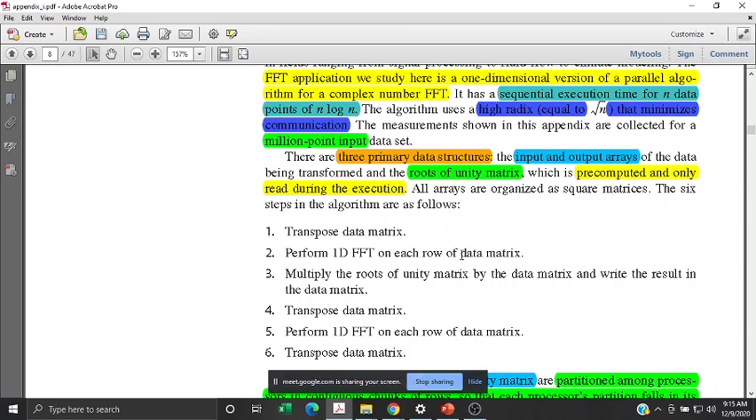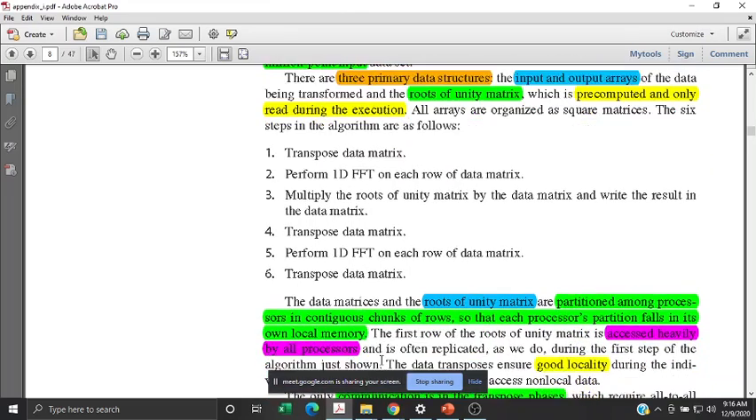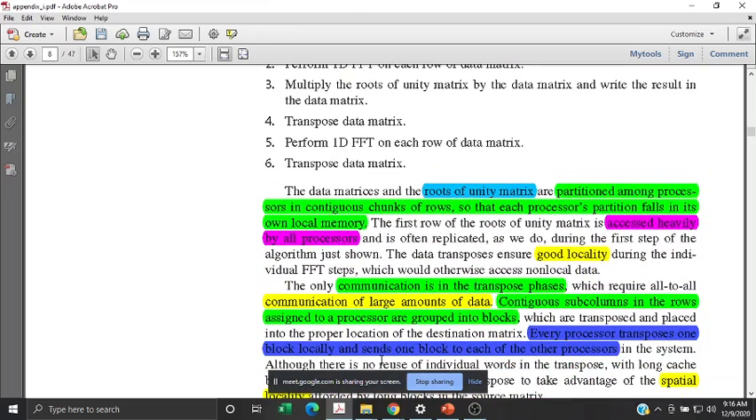The 6 steps, again, you have to note them down: transpose, DFT, multiply by the roots, so the computation happens, then transpose, again perform one DFT on each row of the matrix, and transpose the matrix. The data matrices and root matrices are partitioned among processors in contiguous chunks. So you have to identify blocks and assign them to particular processors. Imagine processors in terms of a grid. That's where the terminology grid computing comes into the picture.